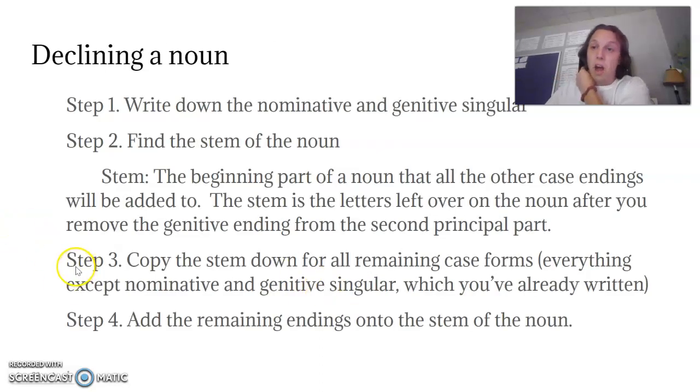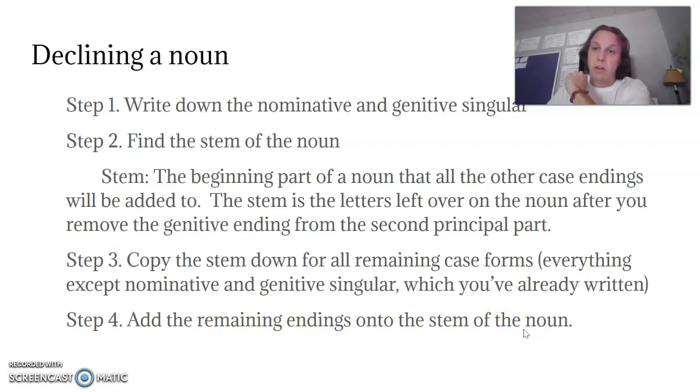Then step 3 is copy the stem down for all the remaining case forms: dative, accusative, ablative, singular, nominative, genitive, dative, accusative, ablative, plural. And then you add the remaining endings onto the stem of the noun in all those different cases.